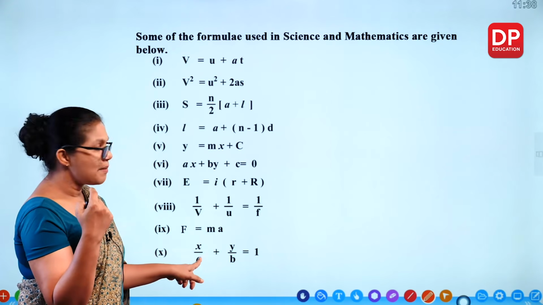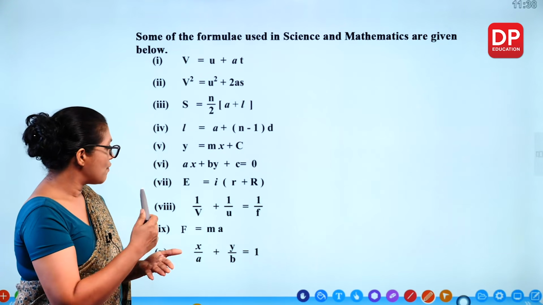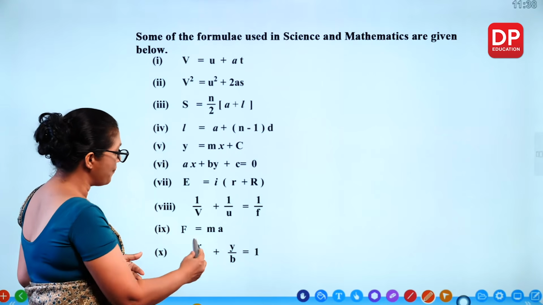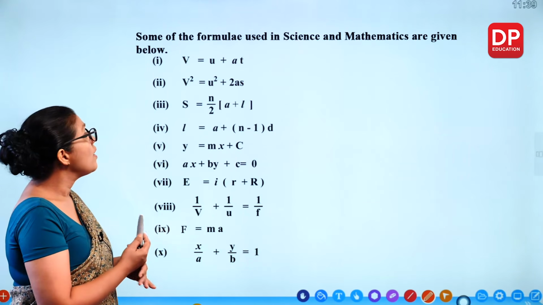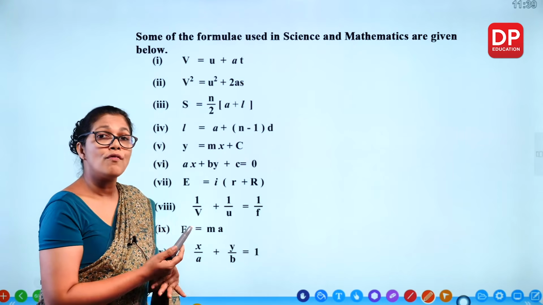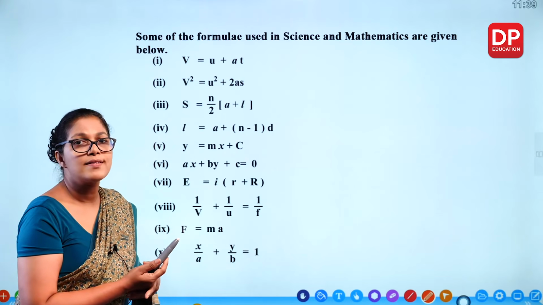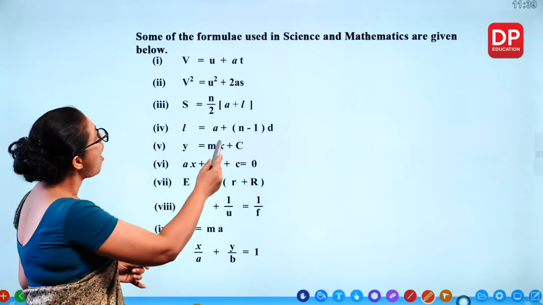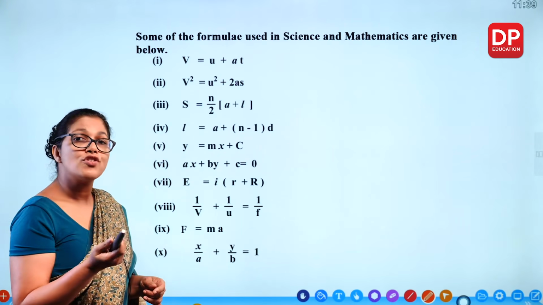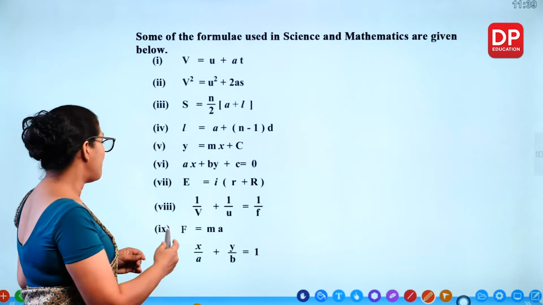And this is in mathematics. Several functions, you get a formula. So this is one formula. So we use a lot of formulae in science and maths. So we'll see how we can make the subject of the formula.